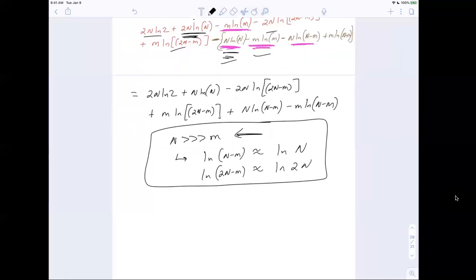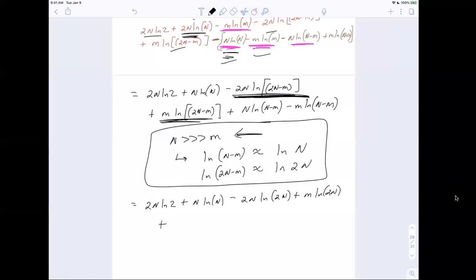Okay. So can we make any changes here? Let's see. You have a 2n log 2 plus n log n minus 2n natural log of 2n. So that 2n natural log of 2n is this guy. Okay, where I said that since little m is much smaller than capital N, we don't have to worry about the little m. Okay. Now we go to this term and we'll do the same thing. This just becomes m natural log of 2n.